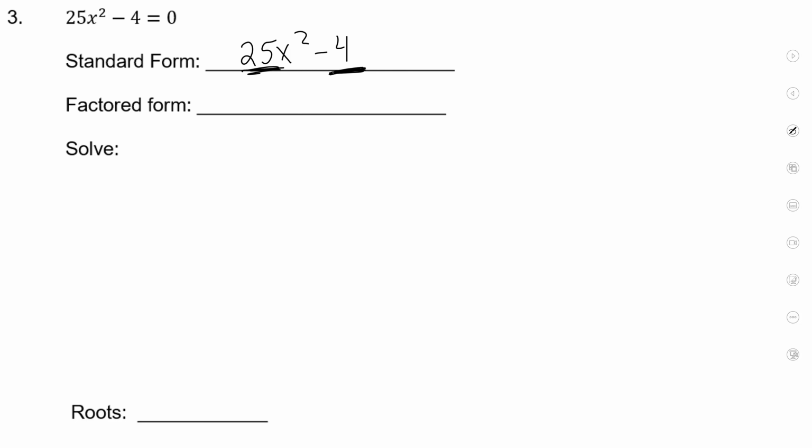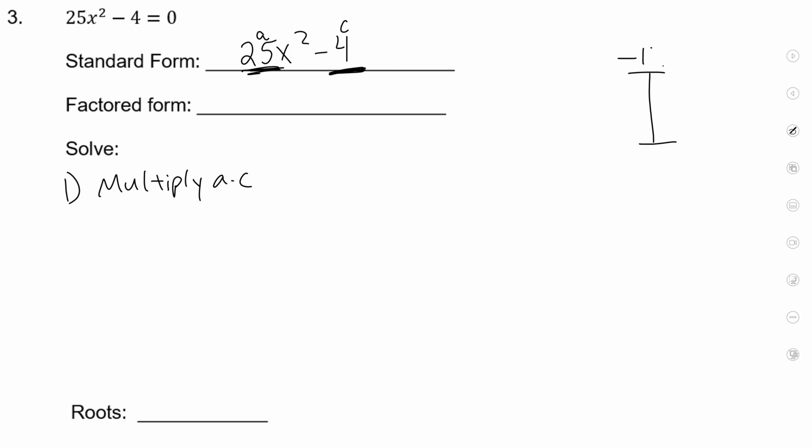No? No. Besides 1, these can't be divided by the same number. Okay, so we're just going to go ahead and move on. Remember, step 1 is multiply A times C. This is A. Do we have a B value? No, but we have a C value. Okay, so what's 25 times -4?